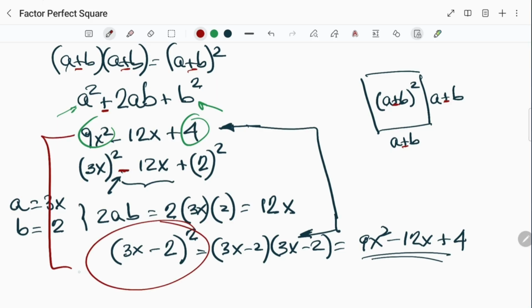The factorization of this trinomial is a perfect square. Check that the coefficient of the x to the square is different than 1. But instead of solving it by the AC method, check first if that trinomial is a perfect square and solve it with this method.